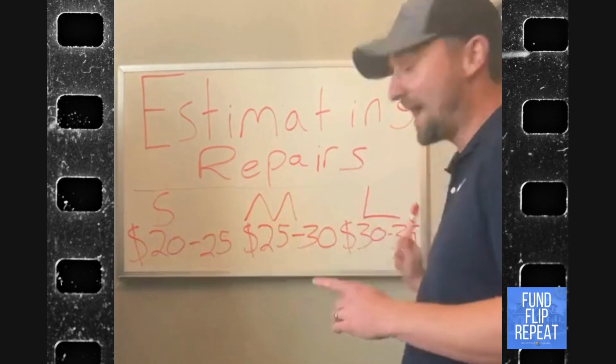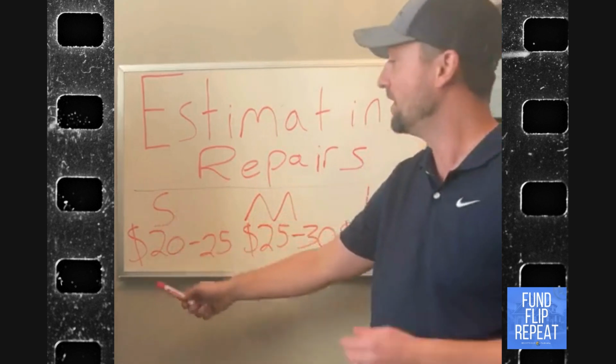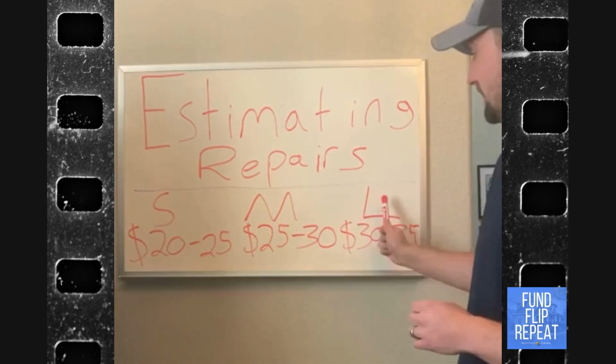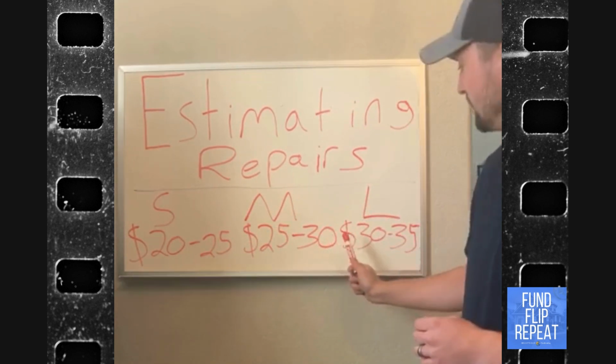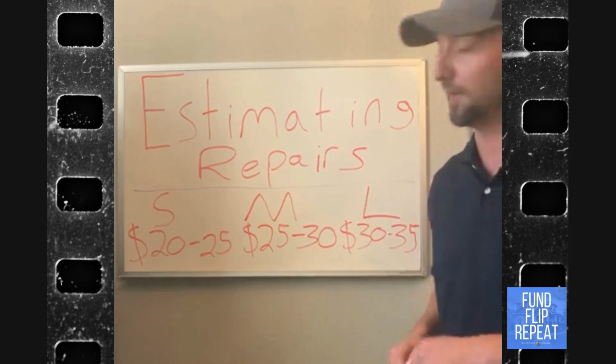This is my price rehab range formula, if you will. Small flip, medium flip, large flip. $20 to $25 a square foot, $25 to $30 a square foot, $30 to $35 a square foot.